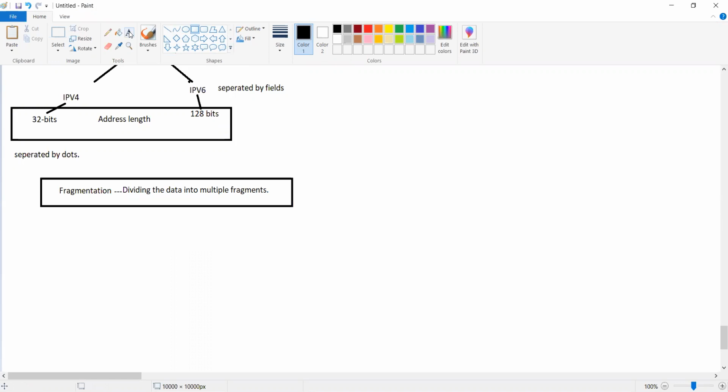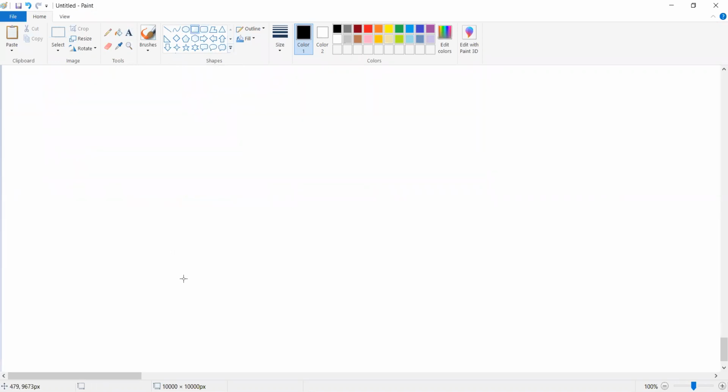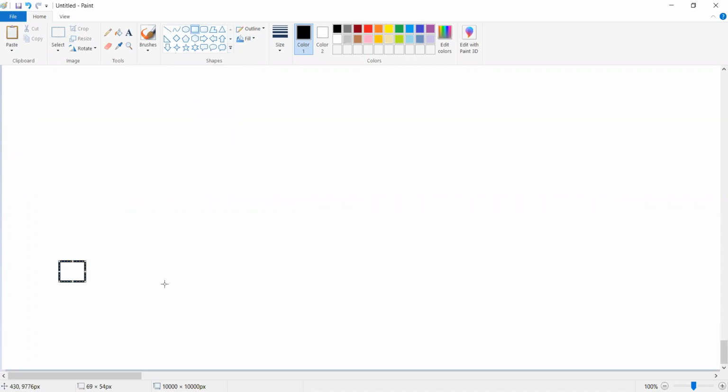Now, in order to understand this concept, I have a very good example. Let's say I have a PC. For example, I have two PCs. For now, I'm considering only routers.